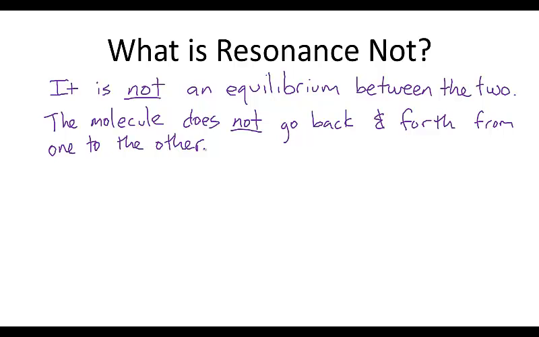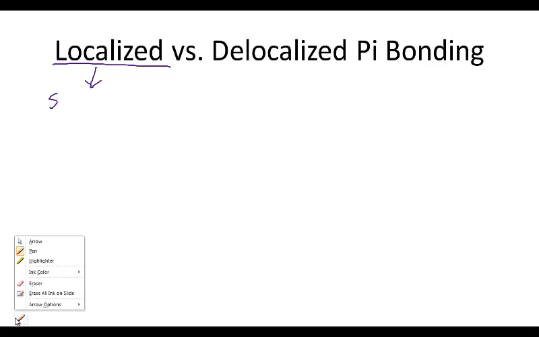So resonance is not going back and forth. It's existing as a hybrid. All right. So I brought up this term delocalized pi bond. A localized pi bond, localized bonds are generally a shared pair of electrons shared between two atoms.